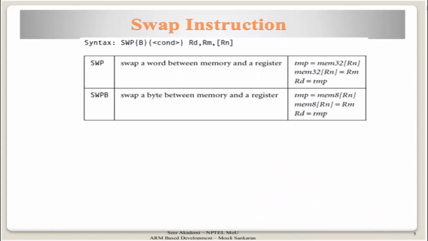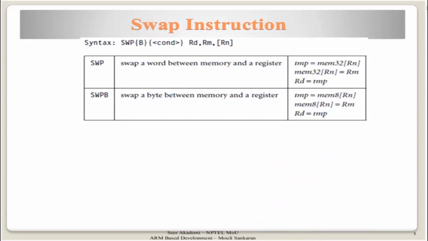Now, what is the format of the swap instruction? I told you swap could be a word exchange or a byte exchange. So B could be written in front of swap to indicate that it is a byte exchange. Condition code, you are all aware. If there is a condition code mentioned, only if it is satisfied will this instruction be executed. And RD, RM, and RN.